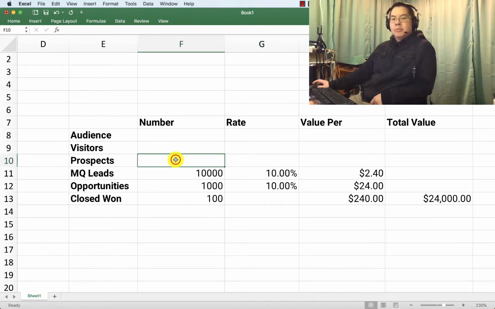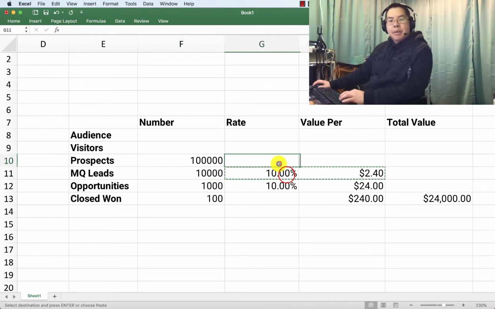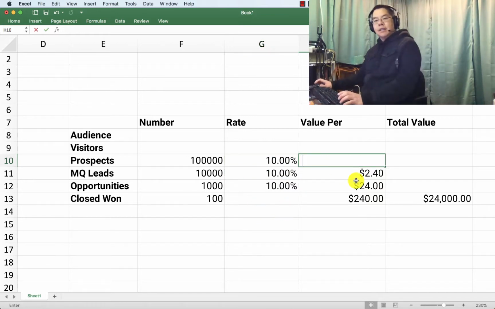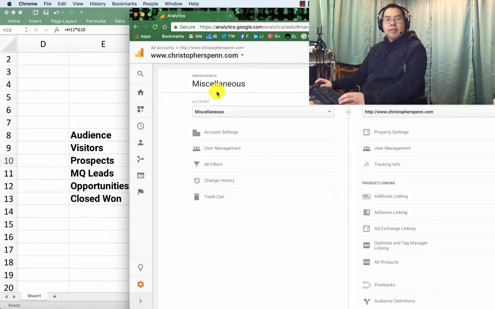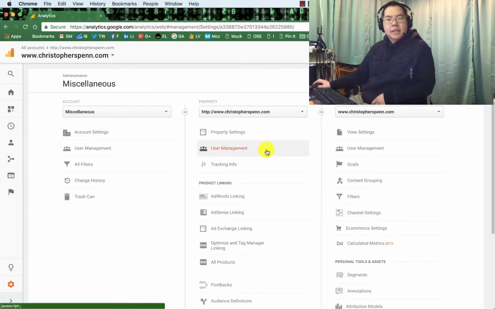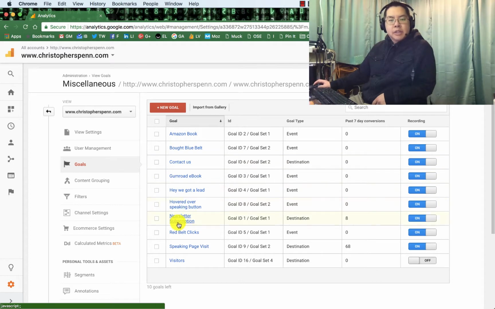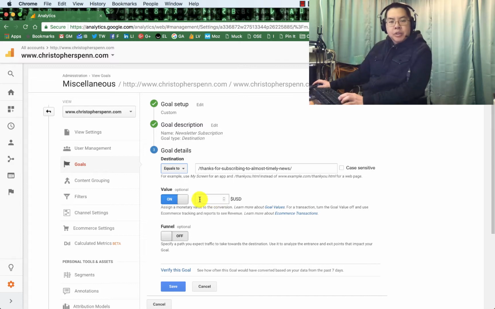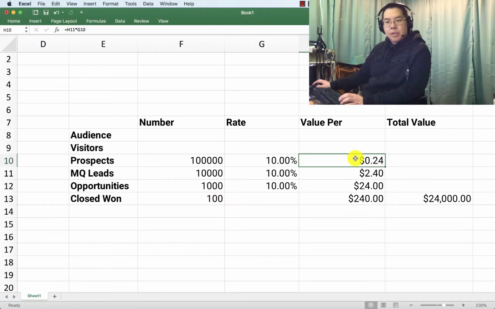Now prospects are people who sign up to our mailing list, who sign up for email, subscribe to our blog. We have contact information on them, but they have not raised their hand. They have not said, yes, I want to potentially buy something from you. So let's make that 100,000. And again, we're going to copy and paste. So 24 cents. If we're using, say, Google Analytics, I'm going to switch over to my Google Analytics account. If someone fills out a subscribe to my newsletter subscription, for example, I would say they are worth 24 cents because that's what their value is worth.